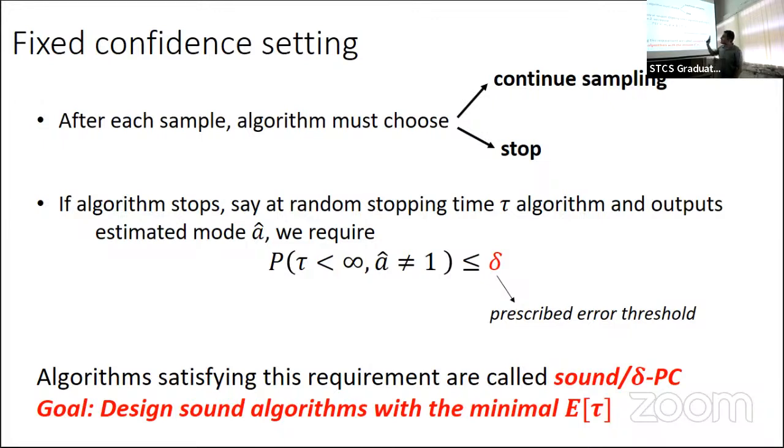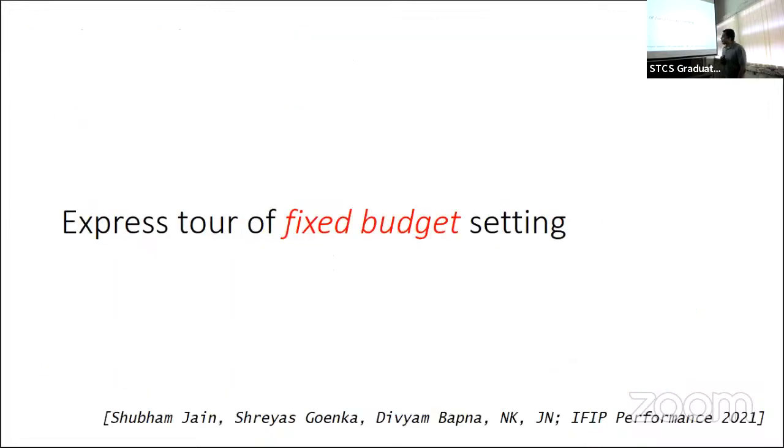In some sense, it looks like the fixed budget and the fixed confidence settings are duals of one another. In the former, the fixed budget setting, the budget is constrained and I evaluate the algorithm based on its accuracy. Here, the accuracy is constrained and one evaluates the algorithm based on its budget. Yet it turns out that the flavor of algorithm design is very different between these two settings. It's not easy to translate algorithms designed for one to the other. All right, so to address Sandeep's question, let me give you a very quick express tour of the fixed budget setting.